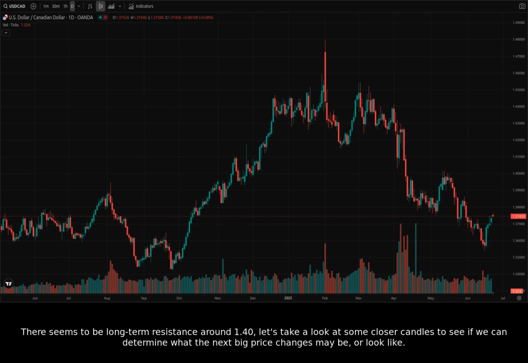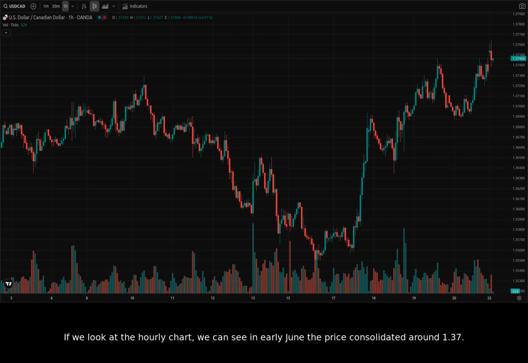Let's take a look at some closer candles to see if we can determine what the next big price changes may be or look like. If we look at the hourly chart, we can see in early June the price consolidated around 1.37. A support level seems to have formed around 1.365.